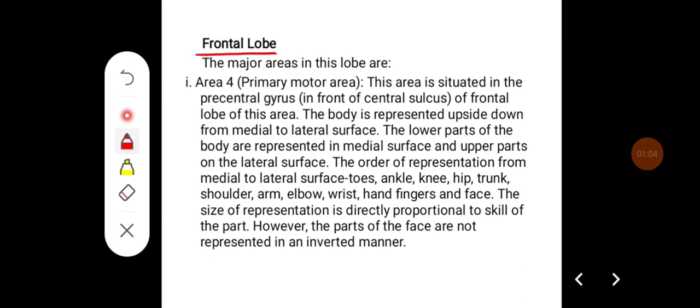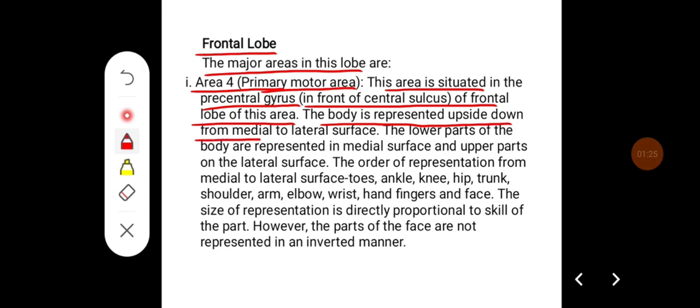Frontal lobe. The major areas of the frontal lobe are area 4, area 6 and area 8. Area 4 is also called as primary motor area. This area is situated in the precentral gyrus, that is in front of the central sulcus of the frontal lobe. In this area, the body is represented upside down from the medial to lateral surface. The lower parts of the body are represented in the medial surface and upper parts on the lateral surface.